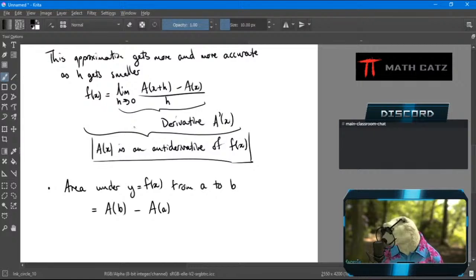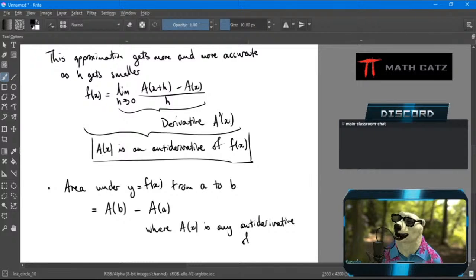I don't necessarily know which antiderivative I'm working with. So if I want to take any antiderivative, because there's a family of them, I have to do this subtraction, where my A function is any antiderivative of the f of x function.